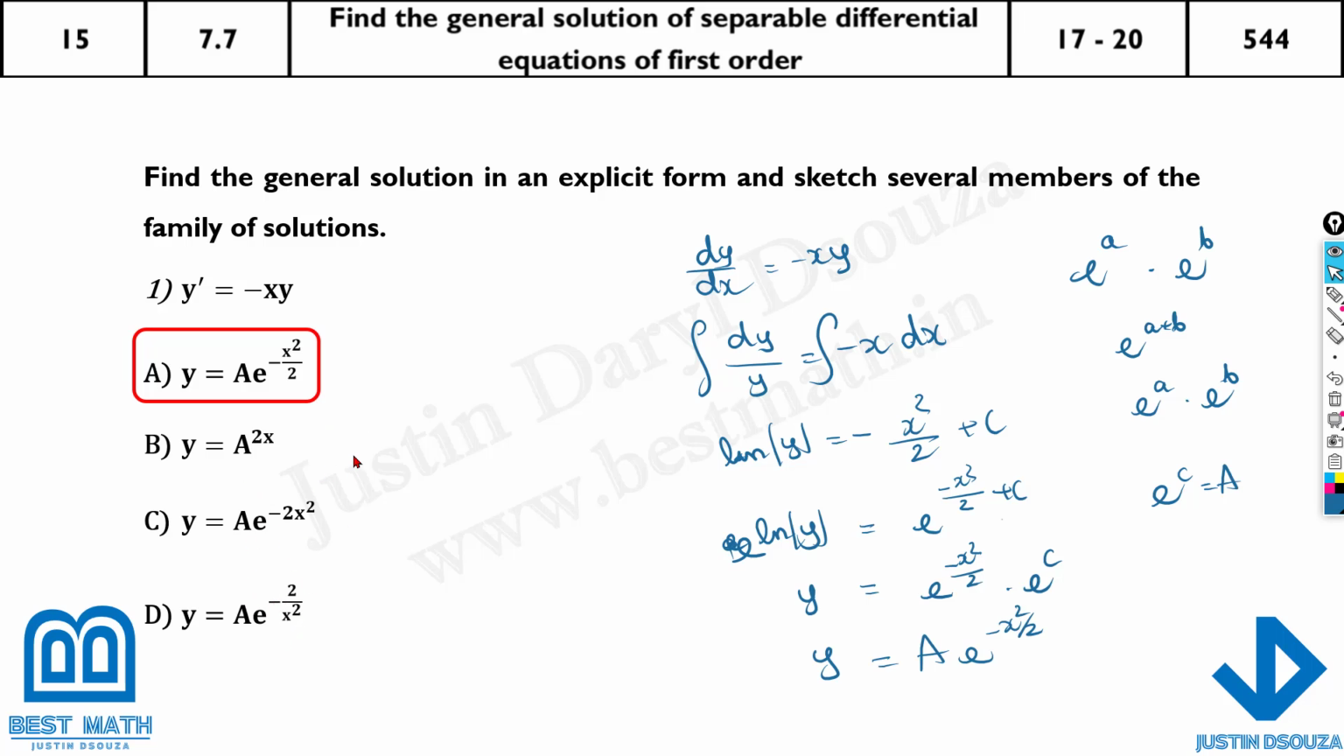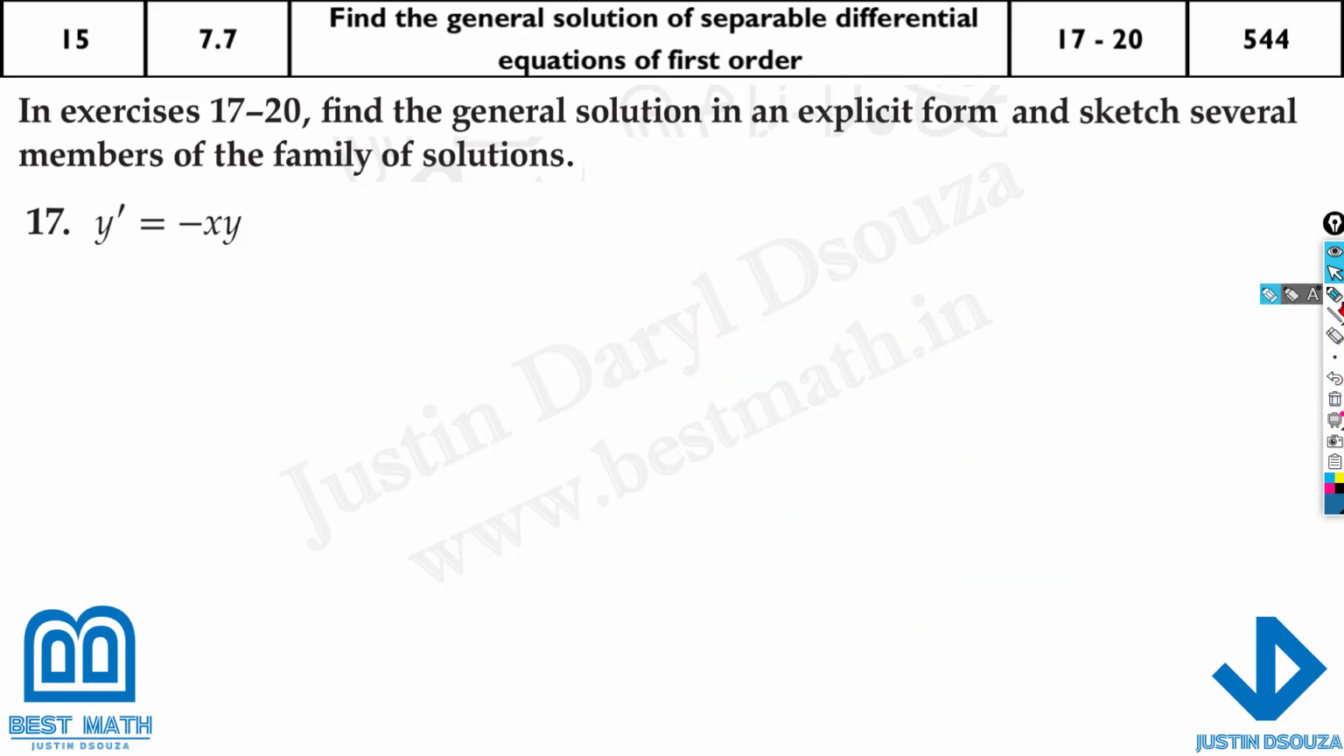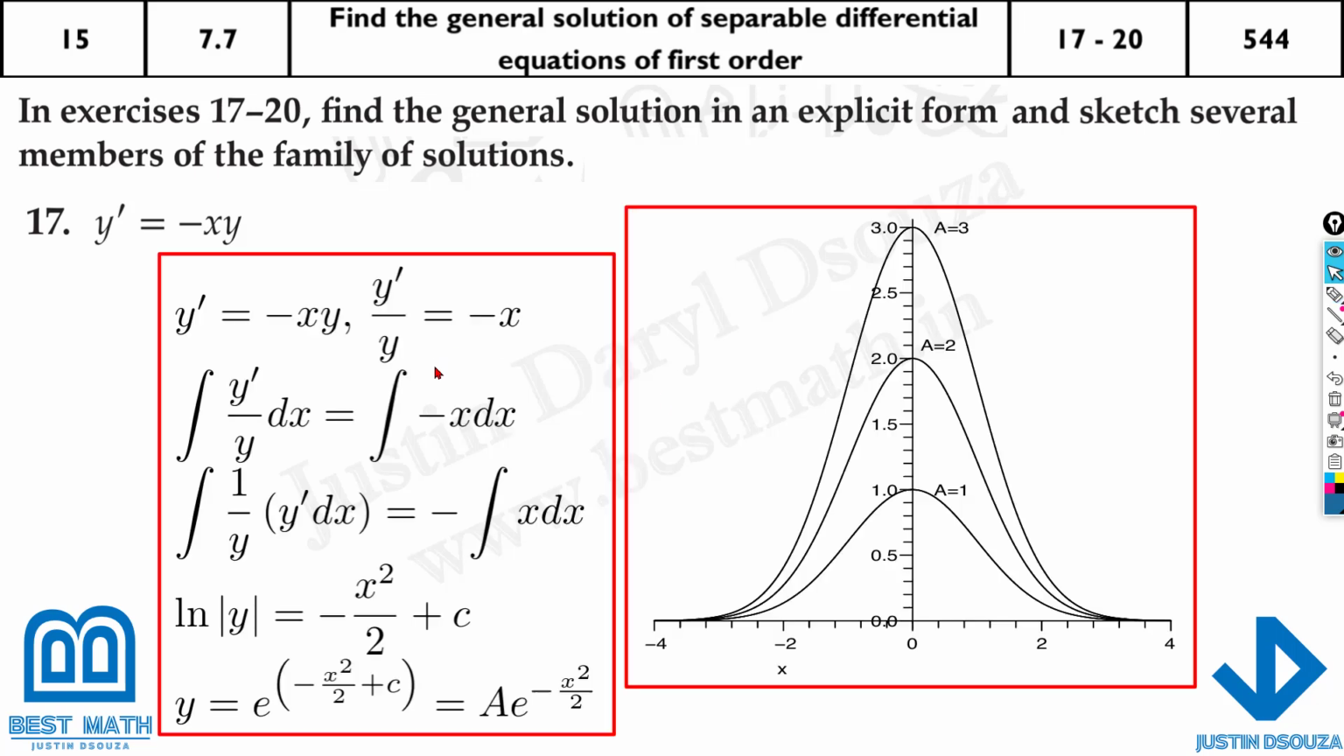None of the others are correct. And we will solve this problem as well. Again, we just did this problem, so it's the same one.